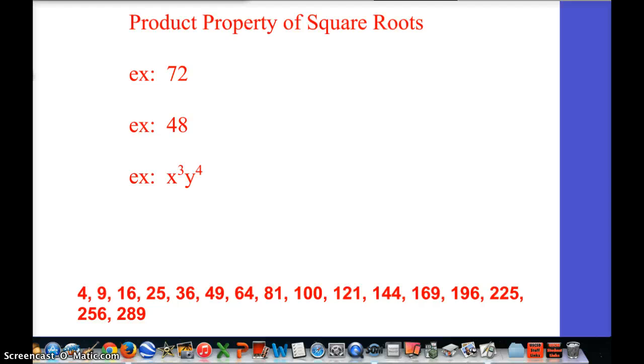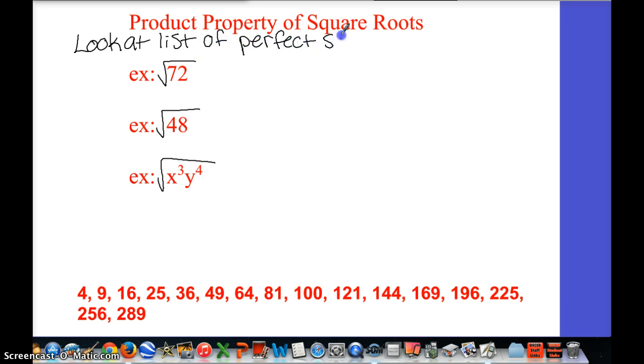Now, we're going to take the product property of square roots. Now notice, underneath each of my square roots, none of them are on this list. But what you want to do is look at your list of perfect squares and see if one is a factor. So look at 72. Can you divide 72 by any of these numbers? And you want to look for a big one.